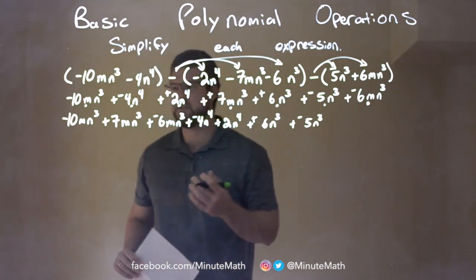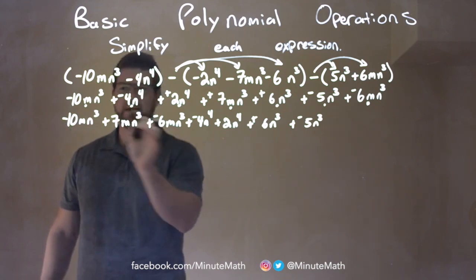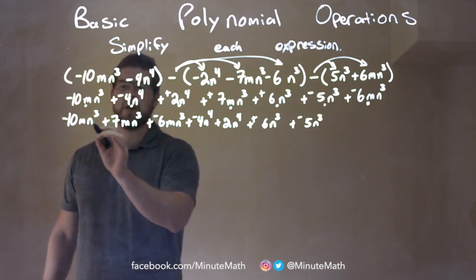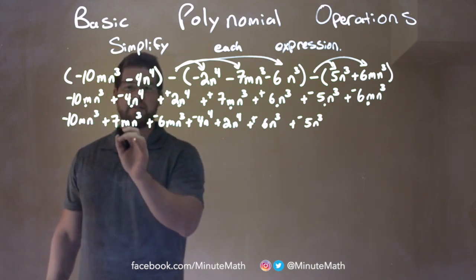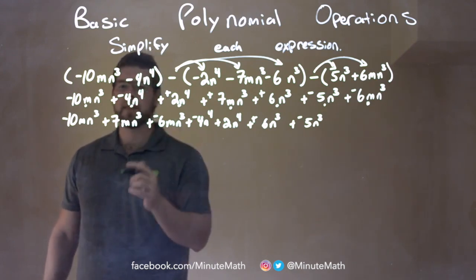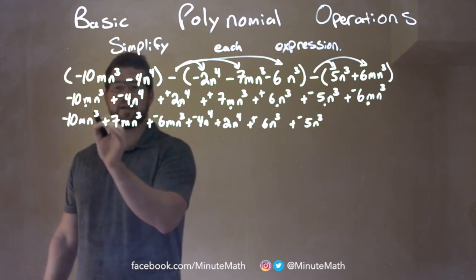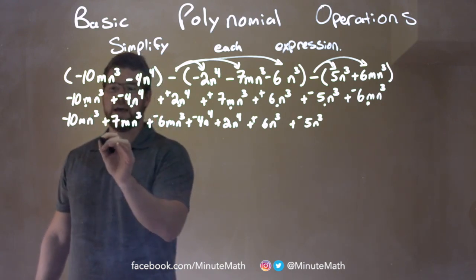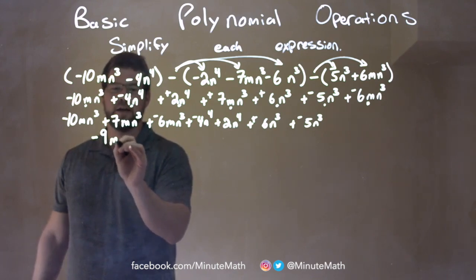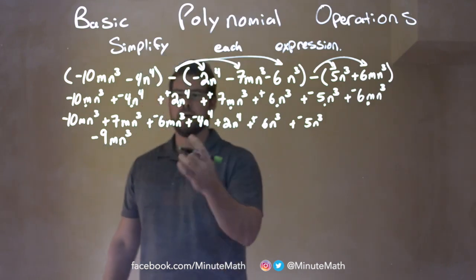So a little trick I like to do here is, instead of always going left to right, we have 3 like terms of mn to the third power. Look at the coefficients: 7 and negative 6 are just positive 1, right? So essentially we have a positive 1 mn to the third right here, add that with our negative 10 mn to the third, and we have negative 9 mn to the third power. Got that down.